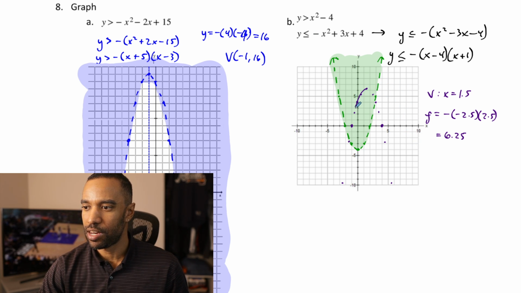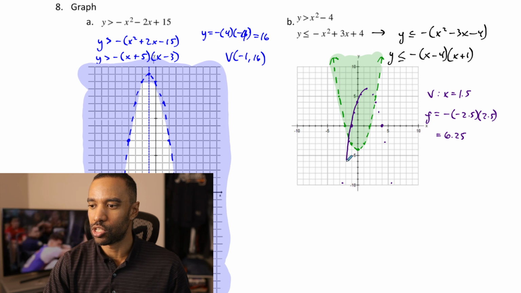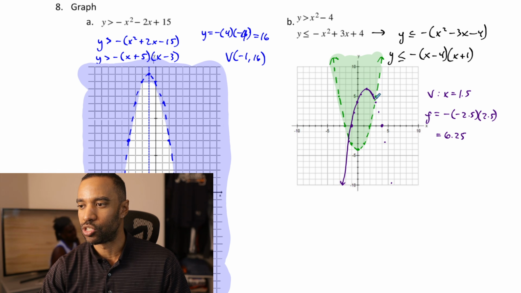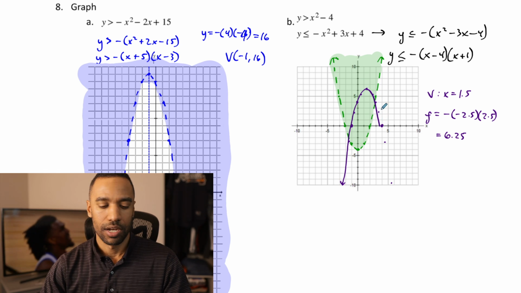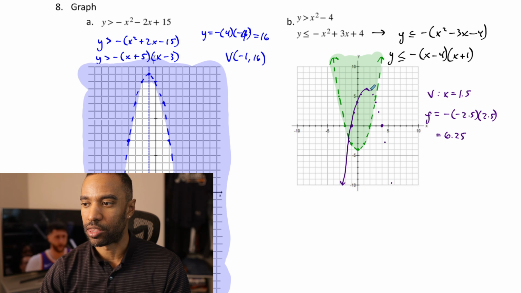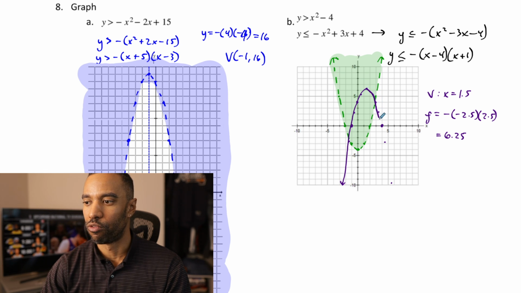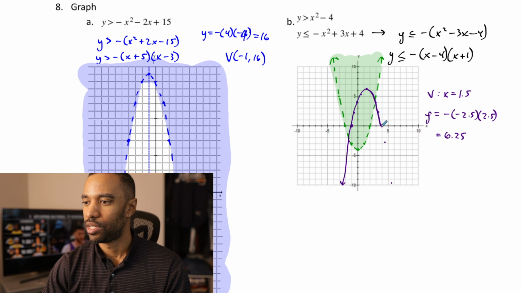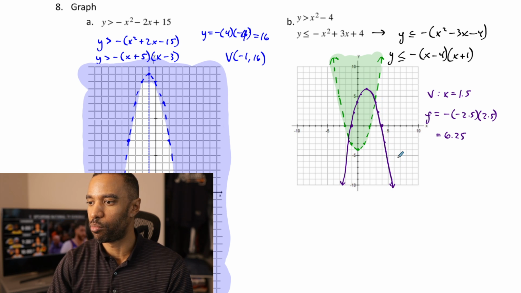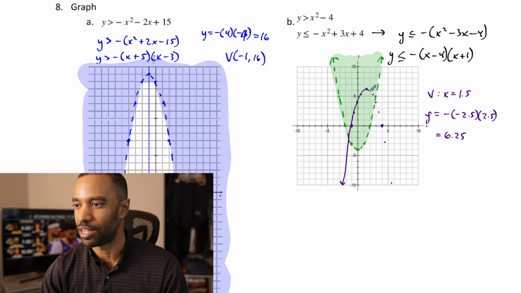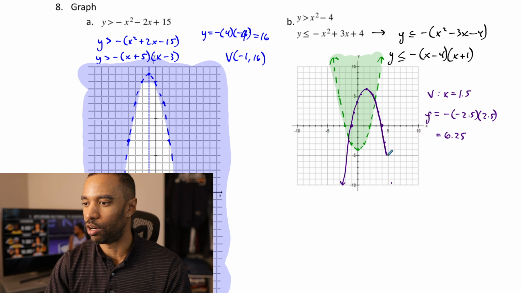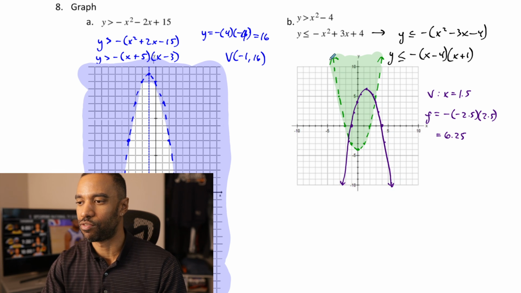Now, for a system of inequalities, unlike a system of equations, our goal is not to find the points of intersection. Because, number one, it's more about the shaded region, the overlapping shaded region, I should say. And number two, technically, the points of intersection aren't even points of intersection, because the dotted lines of the green curve are not points that are on this function.